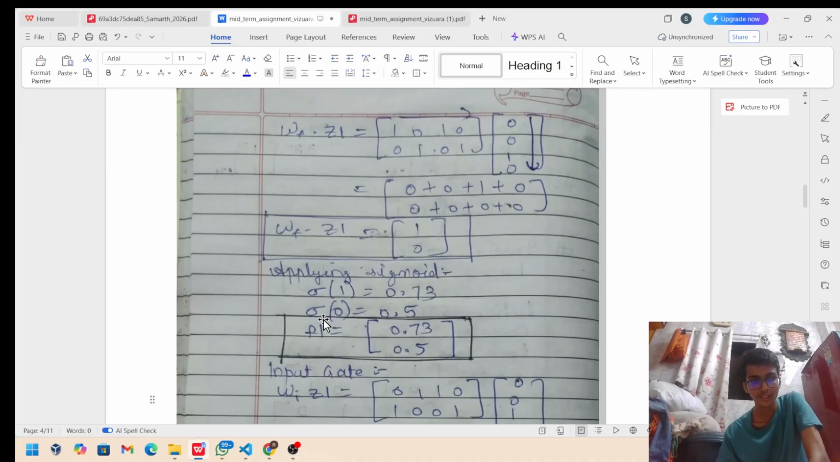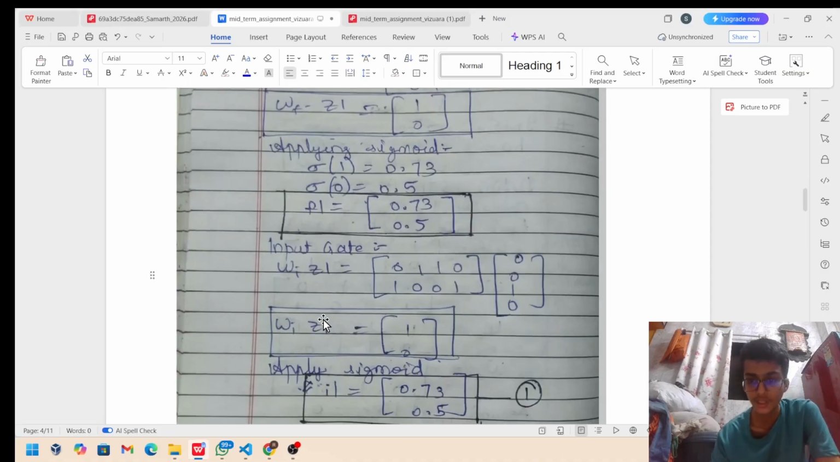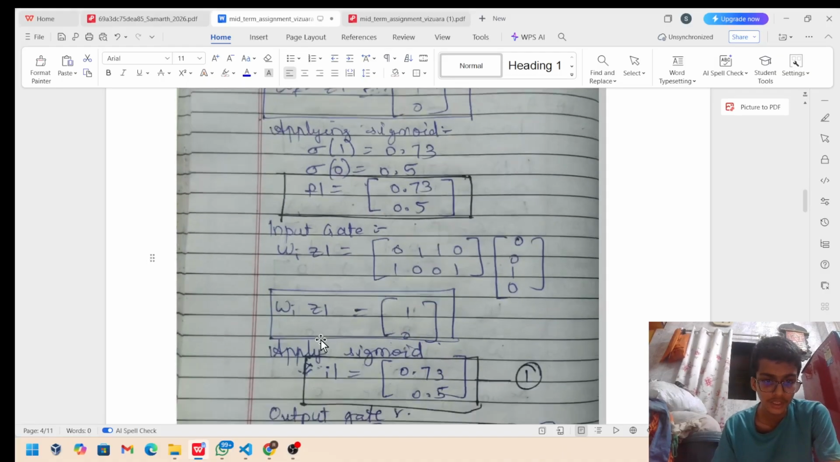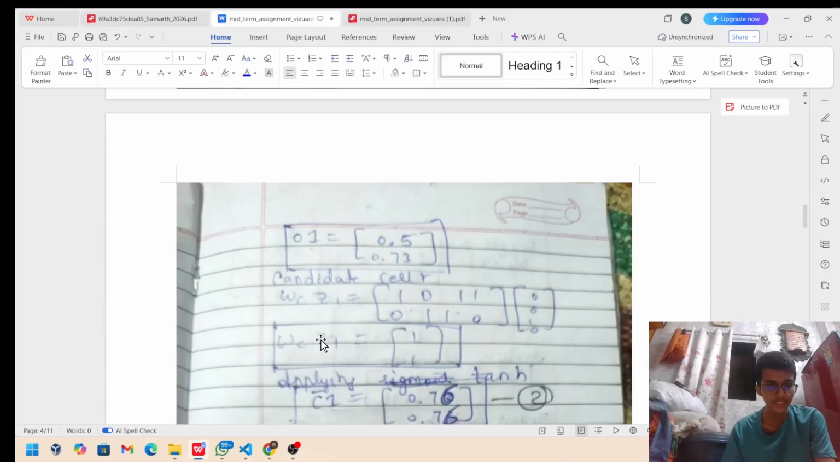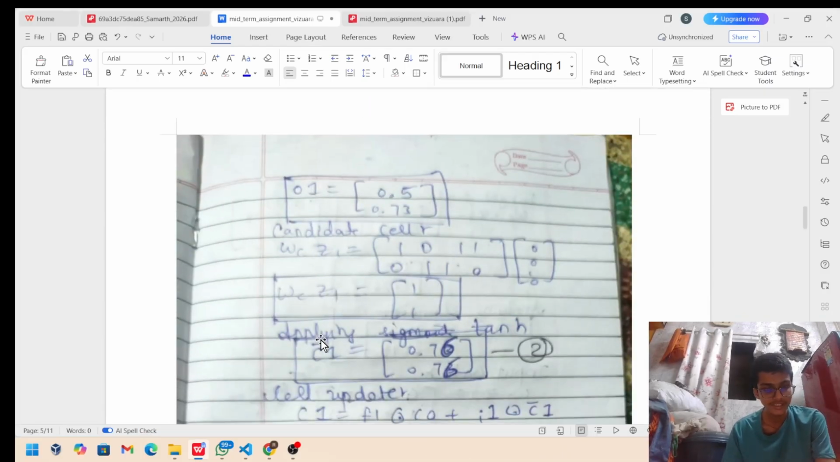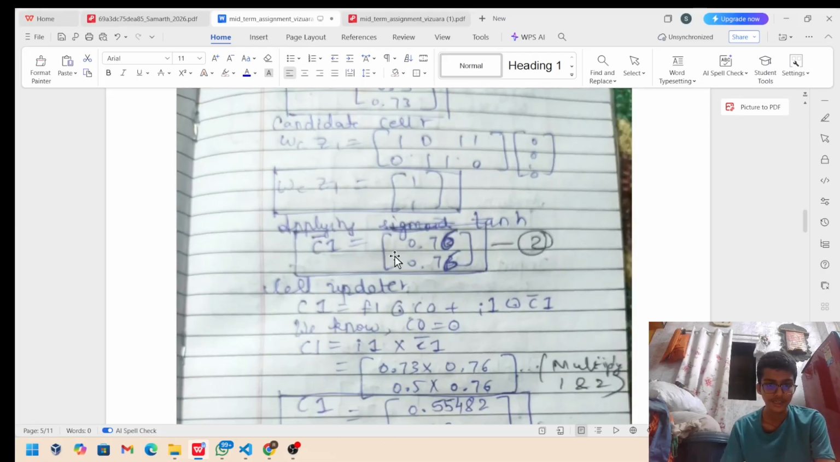The sigmoid function is used to apply non-linearity to these values. Then we compute the input gate similarly, with the formula WI into Z1, then applying sigmoid. Similarly the output gate with WO and Z1, doing the normal matrix multiplication and applying the sigmoid to it. And the candidate cell, which is WC into Z1, and after applying the activation we get all the values.